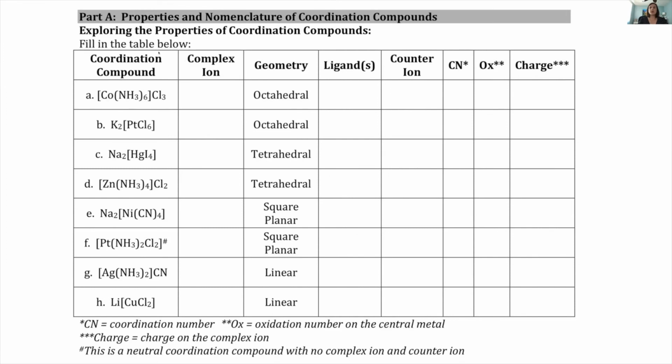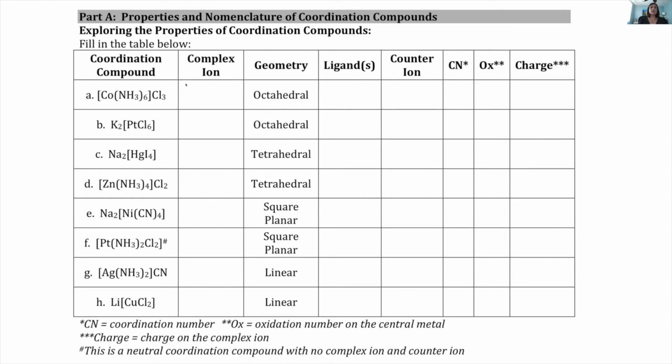Okay, so we're going to start with part A of activity 22, which explores the properties and nomenclature of coordination compounds. To explore the properties by looking at coordination compound formulas, we are going to fill out the table here. We're going to look at letter A and fill out the table for this one together so that we make sure that we know what we're doing.